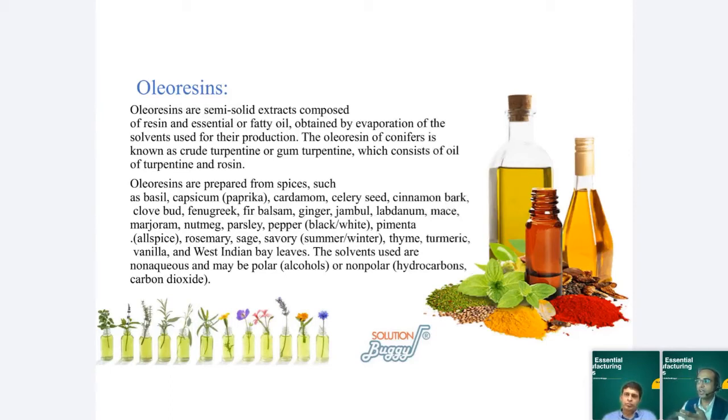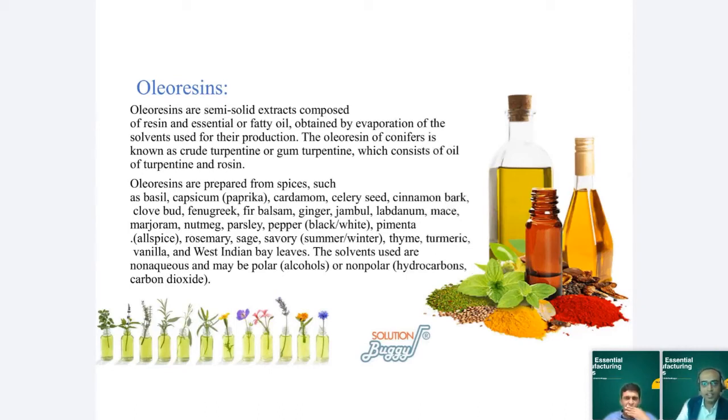So oleoresins are the oils or resinoids coming from the spice industry. So fenugreek, basil, capsicum, balsam, ginger, labdanum, mace, amla, then nutmeg, black pepper, pimenta, rosemary, which are all spices. Speaking the names will not be sufficient. So these are all spices, and the oil coming from the spices is the oleoresins.